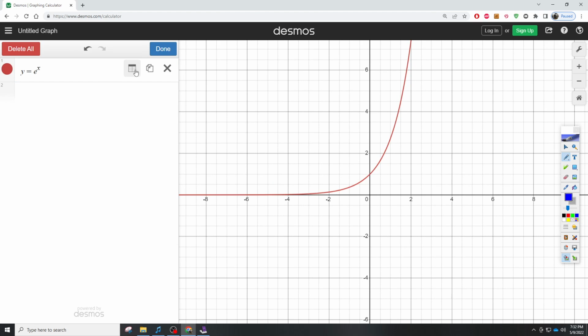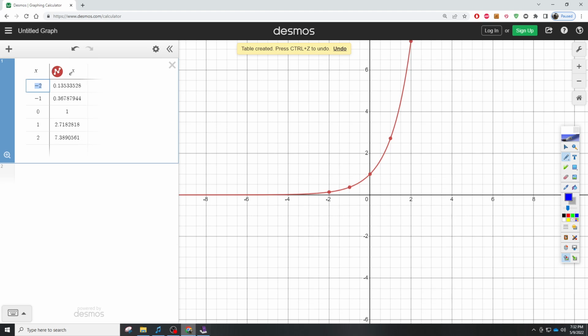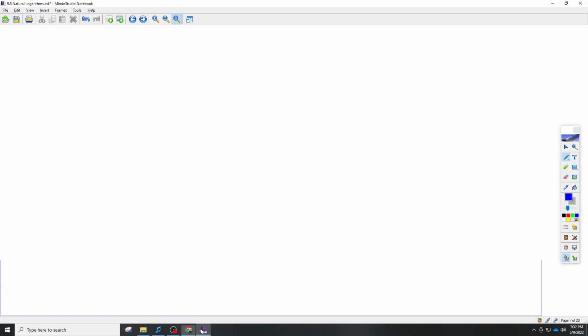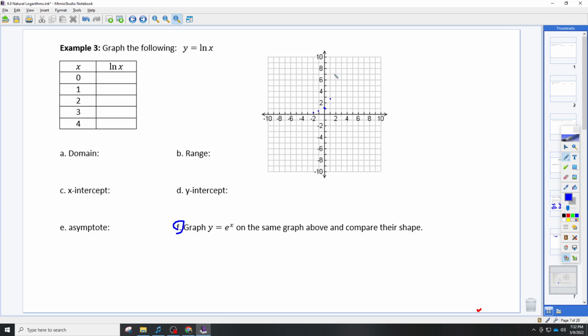And you could also bring up a table if you wanted to see some values. So 0.1, 0.36, 1, 2.7, 7.8. All right, I'll try my best with that. So negative 2 is 0.1, 0.3. 0 is 1. 1 is 2.7. And 2 is 7.3, right? Or 7.38. So there. Okay. So this is our e to the x. And then I'll probably just change colors to the other one.